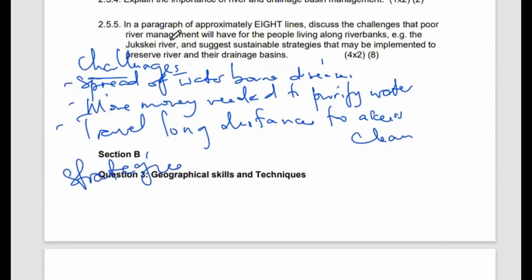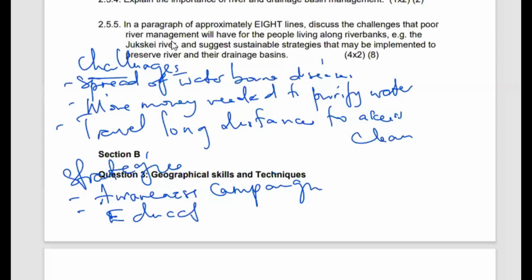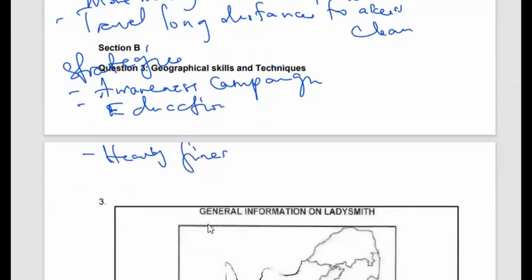Right, we can talk of awareness campaigns. People must be made aware through awareness campaigns so that they don't pollute the water resources. We can use awareness campaigns, or we can use education, educating the people on the need to safeguard their water resources, or we can also use heavy fines on polluters. Like, for example, those trucks which are seen dumping waste in the river, heavy fines must be imposed on them.